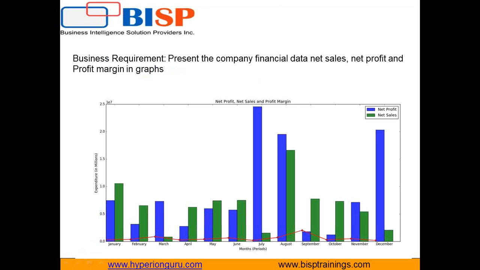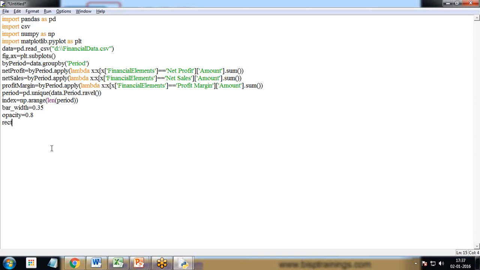Basically it's a combination of three different charts. Two are bars and one is represented in the form of a line. So that's why I create here rects1 equal to plt.bar. It will plot a bar using index on the x-axis and net sales on the y-axis.